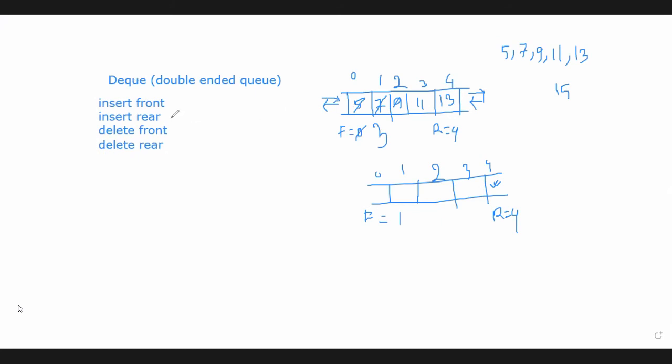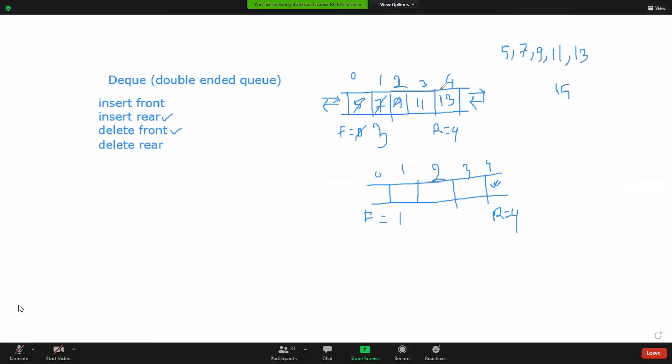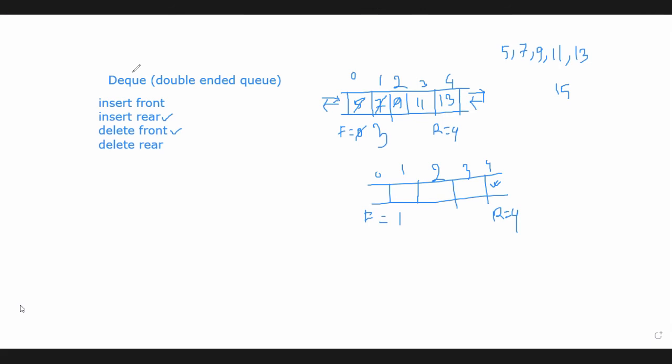In a linear queue, we usually use these two operations: insertion at the rear and deletion from the front, right? But in a double-ended queue, from this end or this end, we can insert data, and from the rear end, we can delete the data. That's why it's called a double-ended queue. And this double-ended queue can be divided into two parts. One is called input restricted queue and another is called output restricted queue.